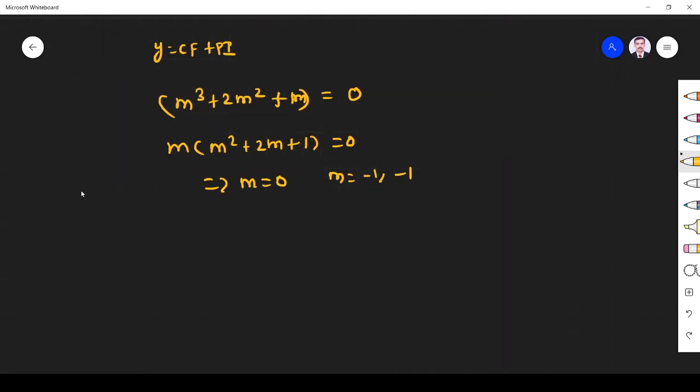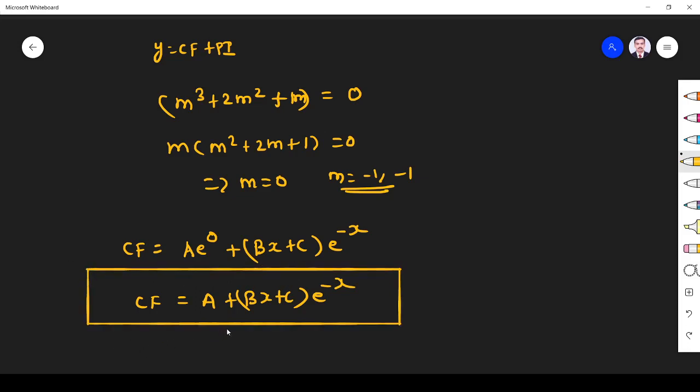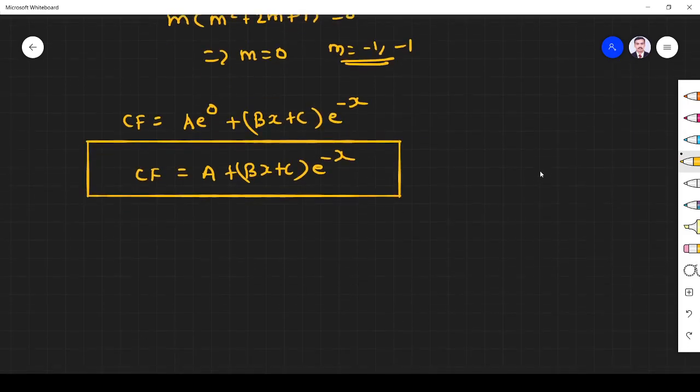So what is the complementary function? For m equal to 0 it is unique, so a e power 0 plus, for the two equal roots, it is ax plus b. Here we already have one constant a, so I write (bx plus c) e power mx. m is minus 1, so e power minus x. So CF is a plus (bx plus c) e power minus x. This is the complementary function. If you don't know this procedure, please refer to my video on differential equation type 1.